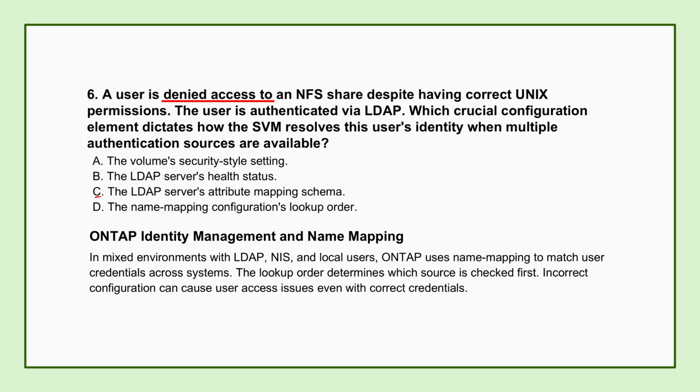So if it's set to check, say, local files first, and the user isn't defined locally, it might just stop there. It might fail the lookup before it even gets around to checking LDAP, where the correct user identity and group memberships actually live. The result: access denied, even though the user exists correctly in LDAP, and the file permissions would have been fine if the system had mapped the identity correctly. That lookup order is paramount. That's subtle but crucial, the order of identity checking.